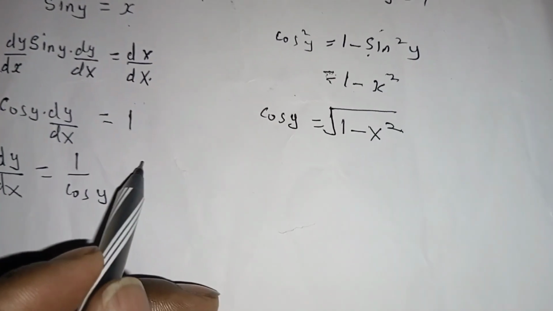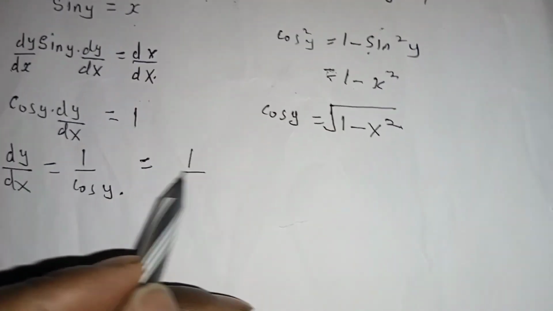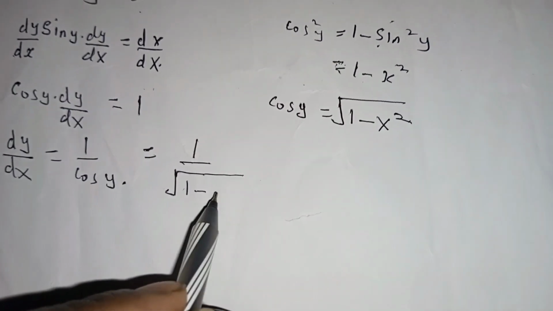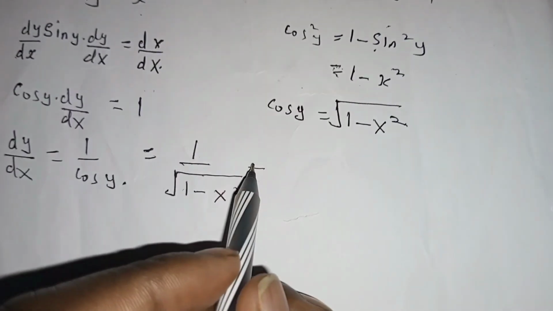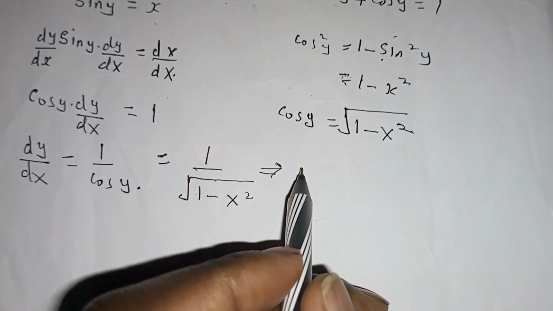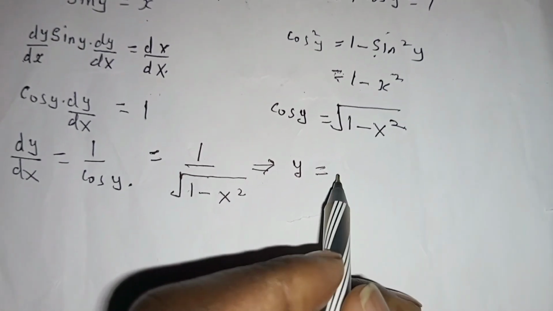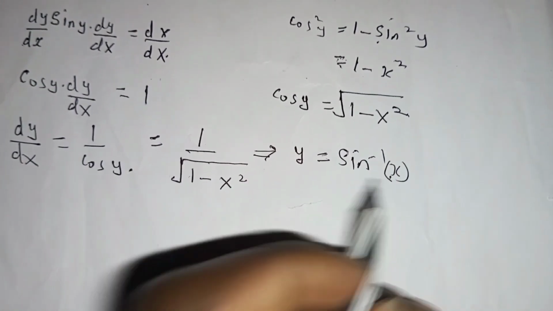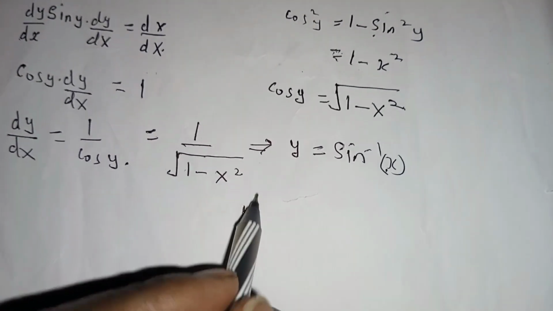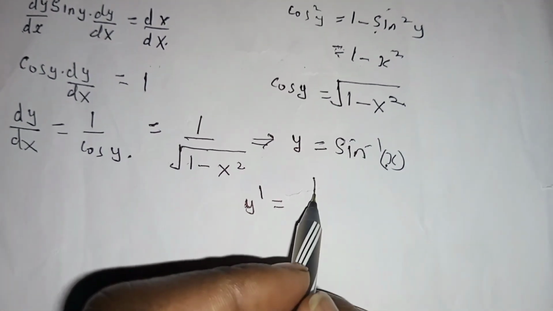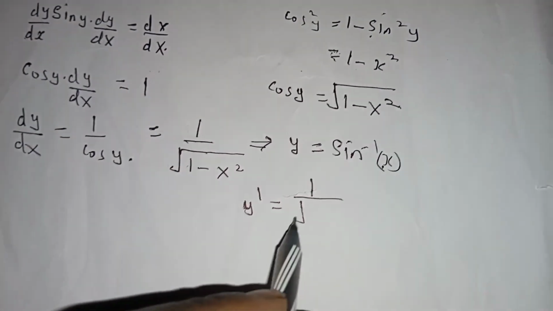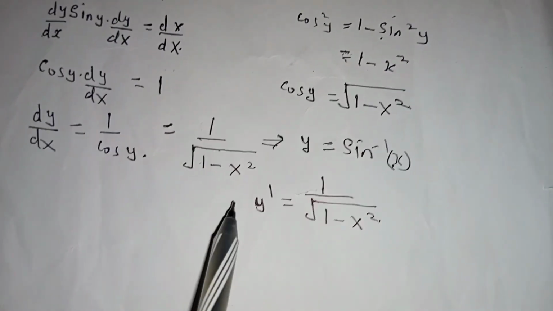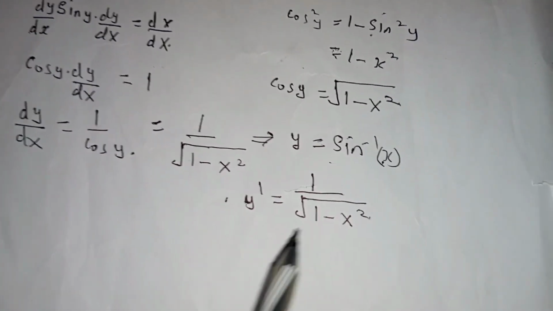Then we substitute here. So we are going to have 1 divided by the square root of 1 minus x squared, which implies that when you have y is equal to sine inverse of x, then the derivative y prime is equivalent to 1 divided by the square root of 1 minus x squared. So that is the derivative of sine inverse of x.